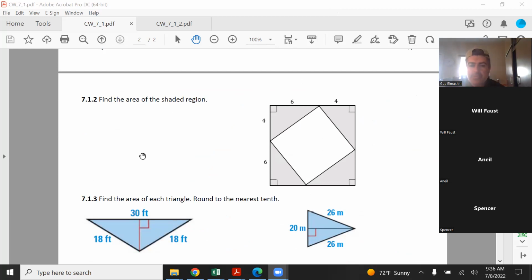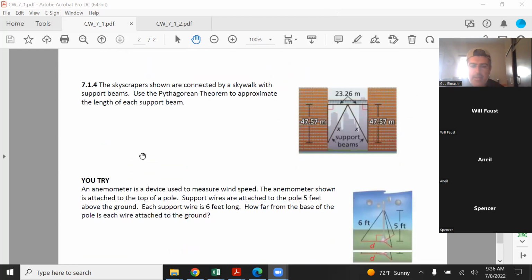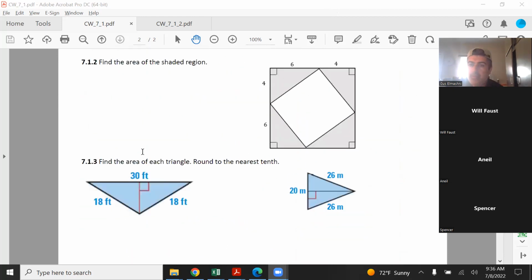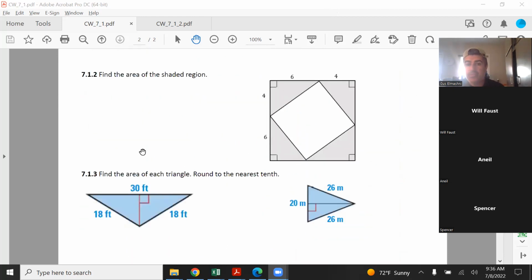All right, let's do some stuff on area of triangles. And then some word problems, and then we'll do a worksheet, and we'll do it in breakout sessions for worksheets. All right, so let's see here. Find the area of the shaded region. Well, you're going to have to do Pythagorean theorem to get this side.